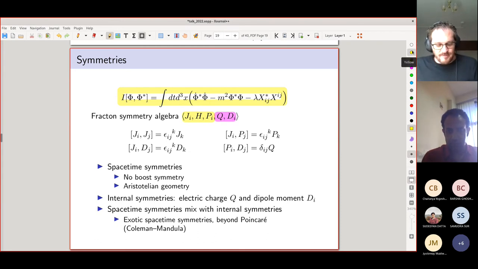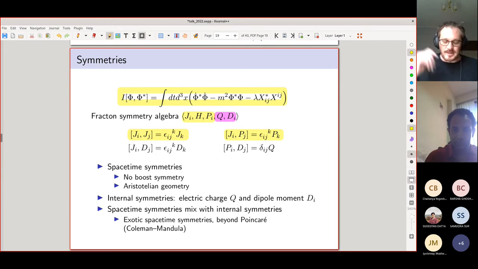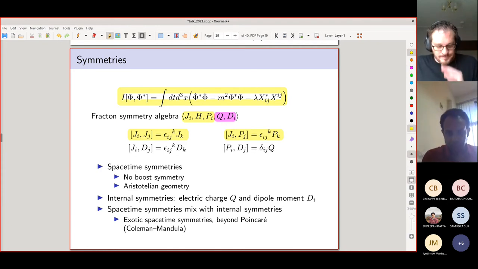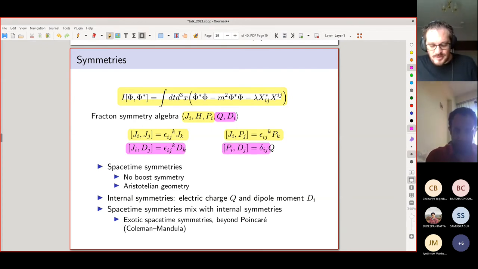And the space-time symmetries are given by the rotations and the translations, the P's, and H is the time translation, but they completely commute with everything, but they are still there. And what is interesting now is you also have these internal symmetries, if you like to think about it that way, which are the electric charge and the dipole moment. And the dipole moment is a vector under rotations, as you might have anticipated, and it also doesn't commute with the translations and leads to the charge.